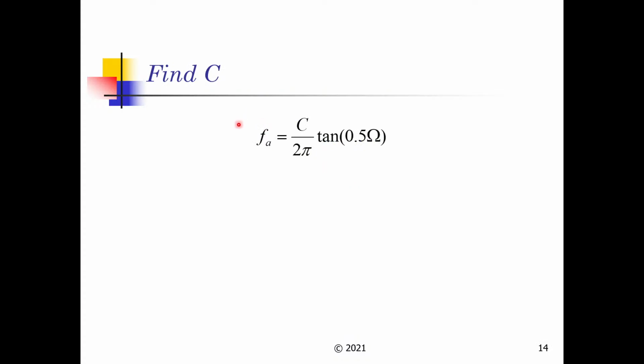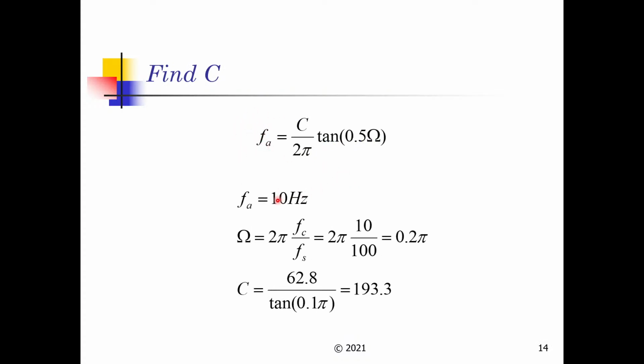So we start with our analog filter equation f of a. We know f of a here is going to be 10 Hz, and we know that our cutoff frequency for the digital filter was 10 Hz as well. So we can solve for capital omega here, which is 2 pi fc divided by f of s, at 0.2 pi. Substitute this in, and we can make c the subject of the formula, and we get c here is equal to 193.3.